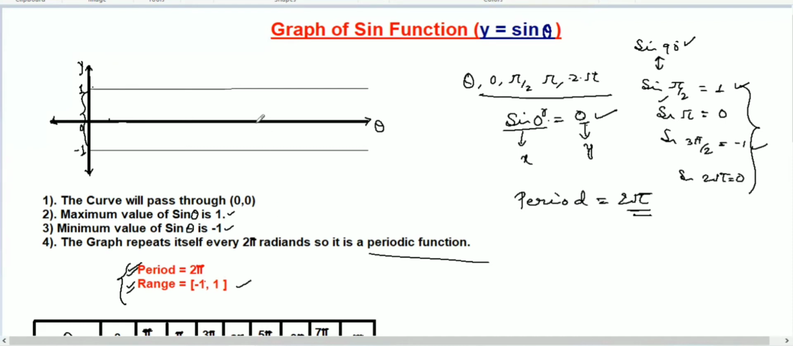So how to draw the graph? It is very easy to draw the graph here. First write down 2 pi, and then take the middle, half of this. Half of 2 pi is pi, and then take half of 0 to pi, which is pi over 2, and half of pi you can calculate if you want.